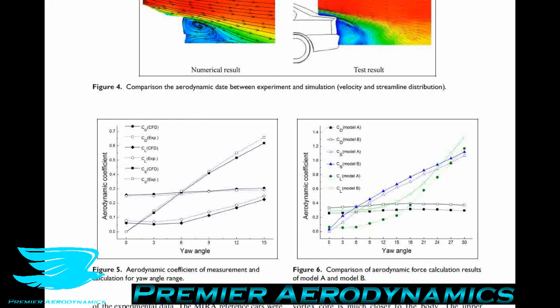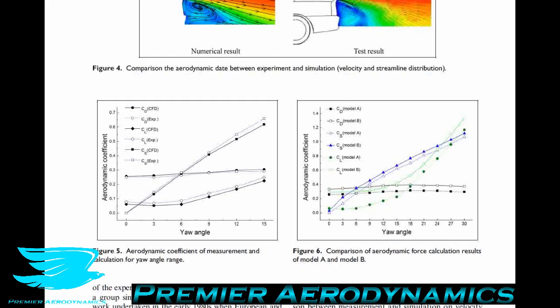Figure 5 shows a comparison of the CFD and experimental lift, drag, and side force coefficients, the quantitative side. And they're all in very good agreement. The side force coefficients start to deviate a little at yaw angles above 9 degrees. So if we look at figure 5 here, the open symbols are the experiments and the closed symbols are the CFD.